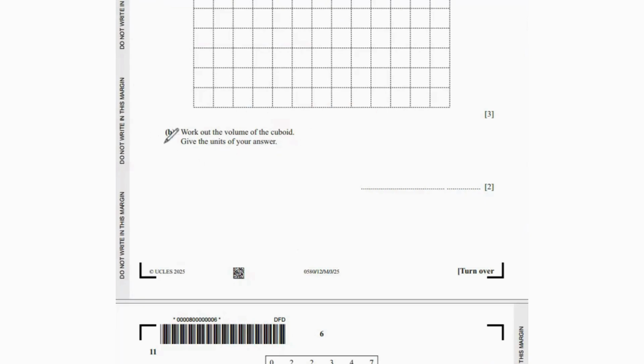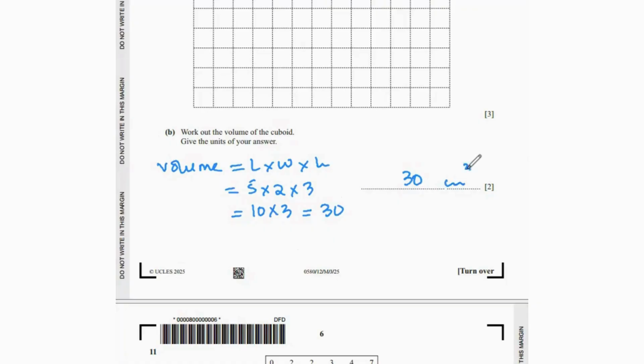Then it says work out the volume of the cuboid. So for the volume, we do length times width times height. So 5 times 2 times 3, and that's going to be 10 times 3, and that's 30. So 30 centimeter cube is your answer. Remember, the units for volume is always going to be meter cube or centimeter cube. There's going to be a cube for the power. It's not going to be square. It's not going to be 1. It's going to be cube.